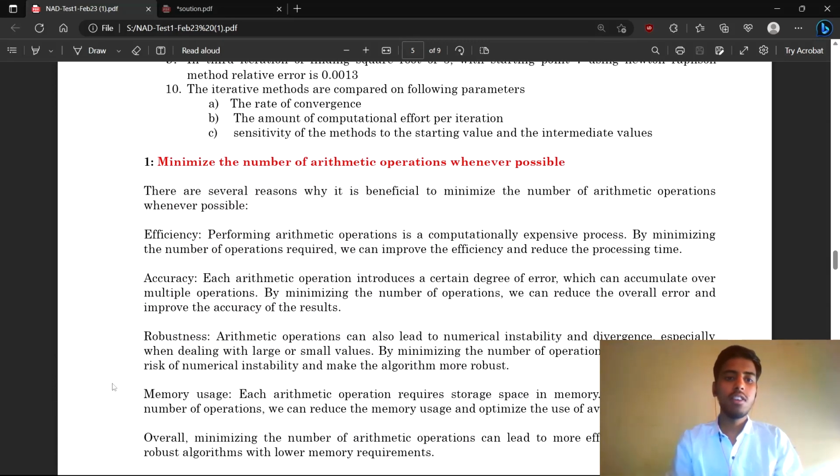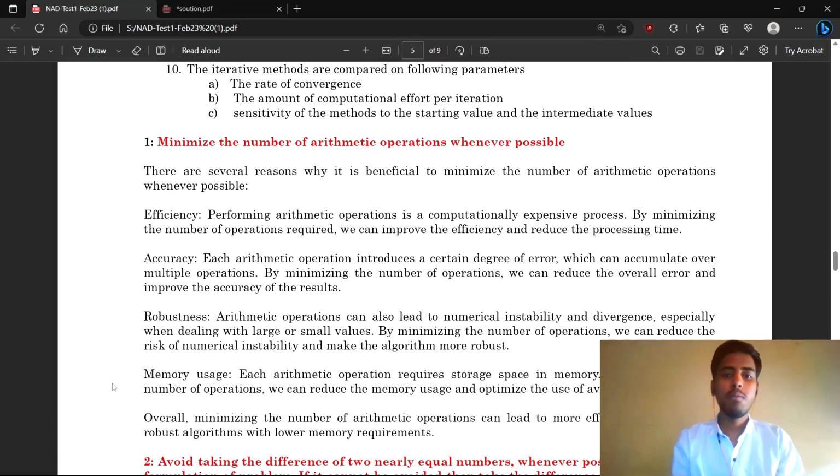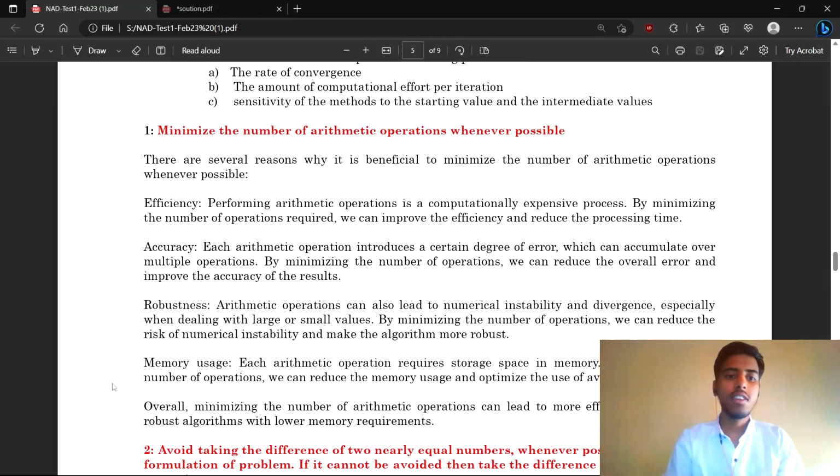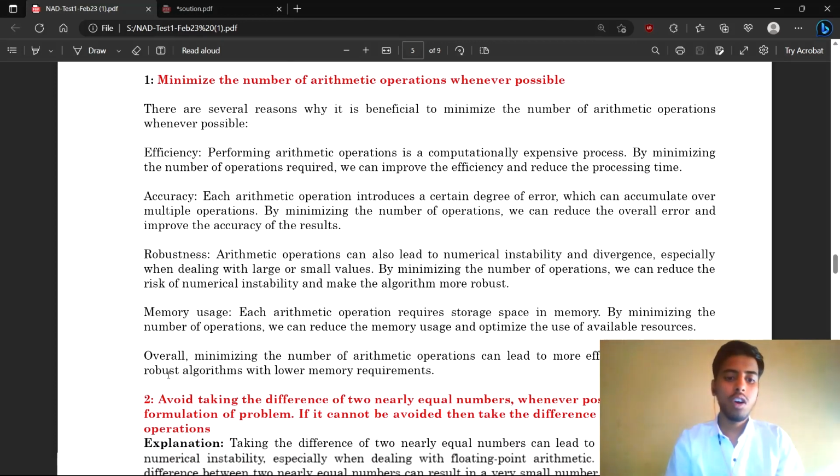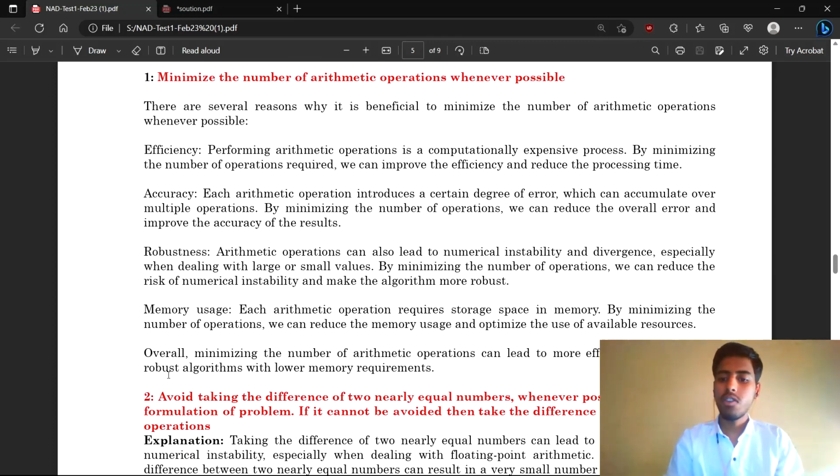What is the statement? The first statement is: minimize the number of arithmetic operations whenever it is possible. Its justification is this: there are several reasons why it is beneficial to minimize the number of arithmetic operations whenever possible. Efficiency, accuracy, robustness, and memory usage. Overall, minimizing the number of arithmetic operations can lead to a more efficient, accurate, and robust algorithm with lower memory requirements.